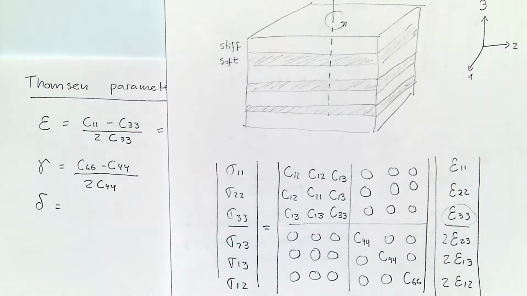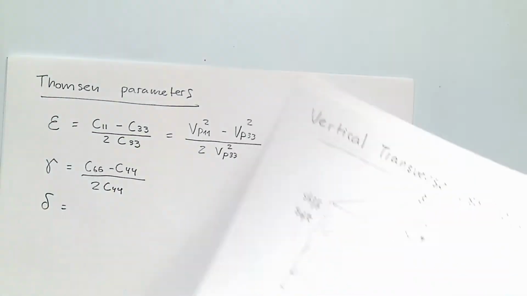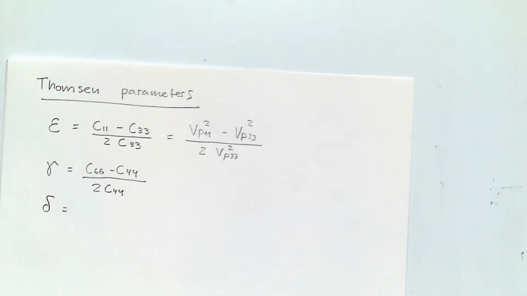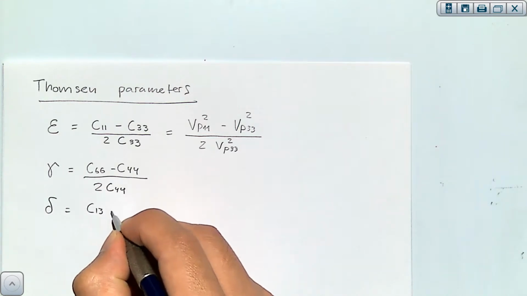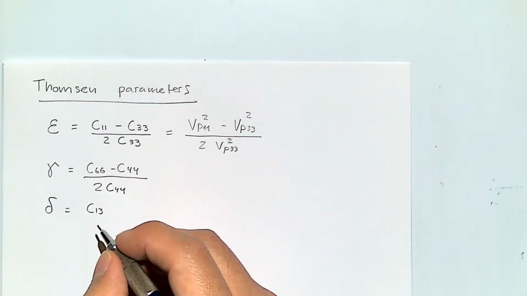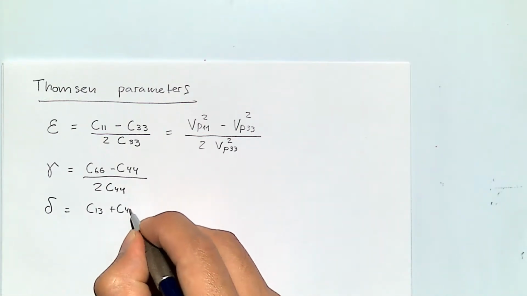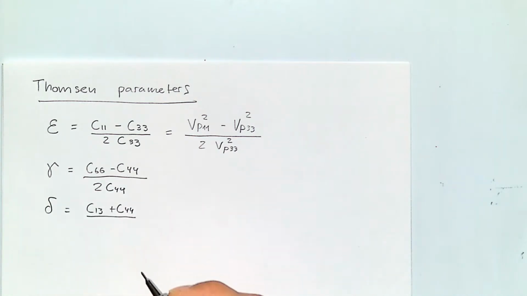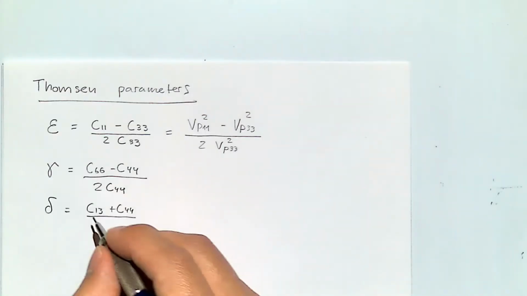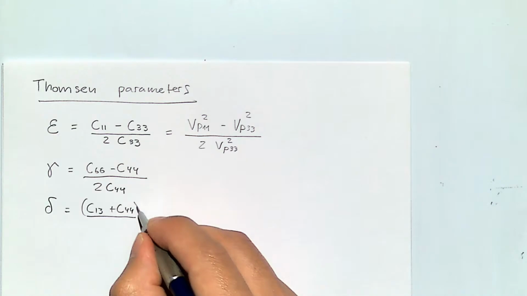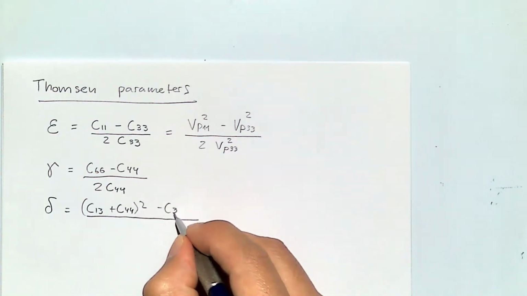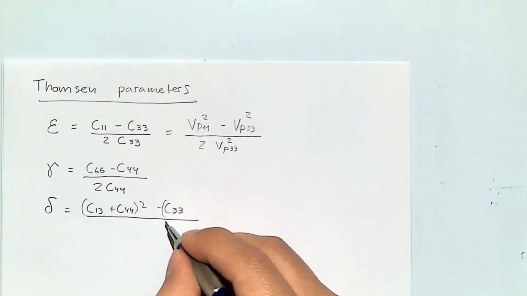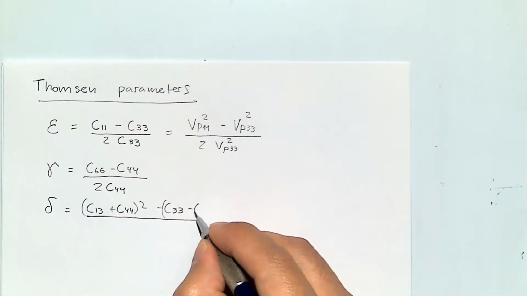And the last parameter is the parameter delta, which is a little bit longer, and it is written like this. The first two are kind of easy to remember what they are and also to interpret them physically. But the last one, it's a little bit more complicated.